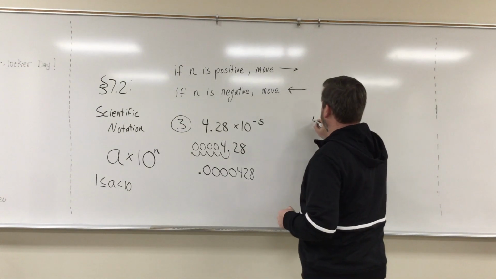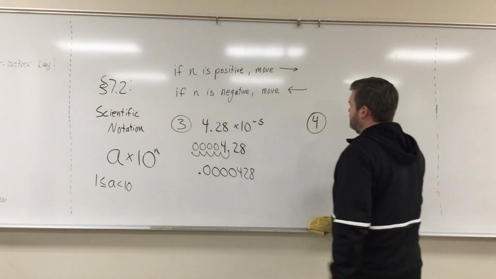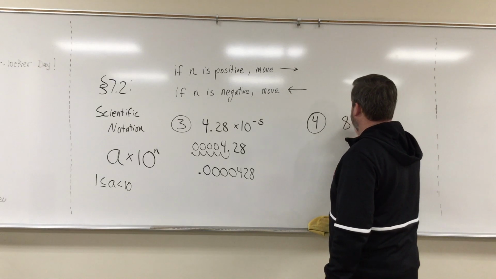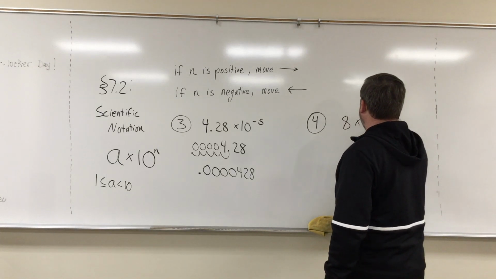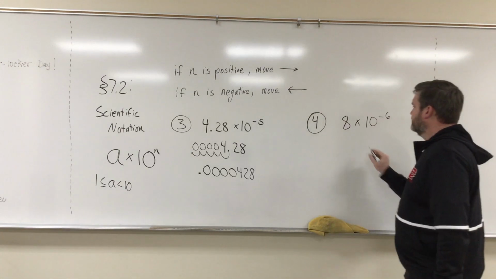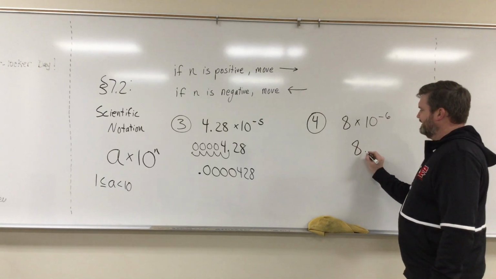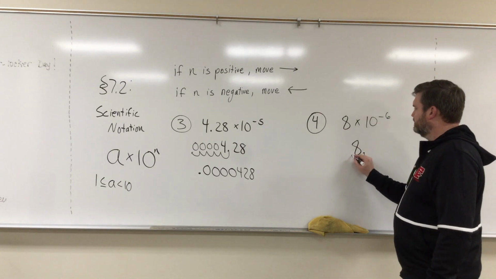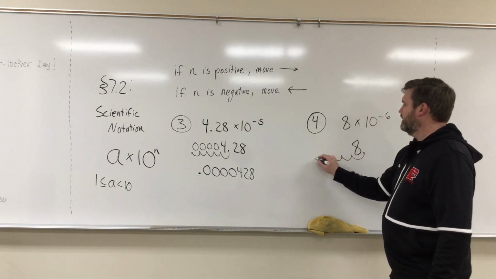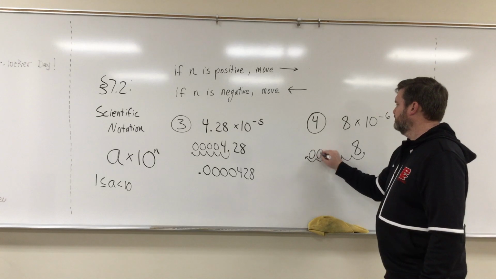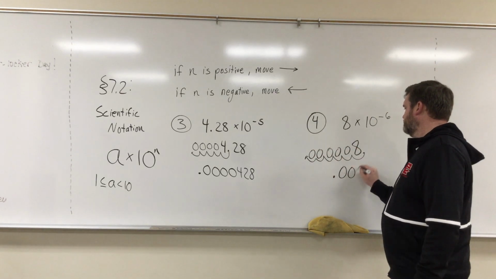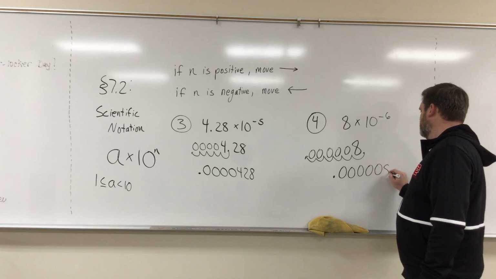Number 4. Let's do 8 times 10 to the negative 6. So when you do this, the decimal is always on the side. 1, 2, 3, 4, 5, 6. Fill in with zeros. And we get 0.000008.